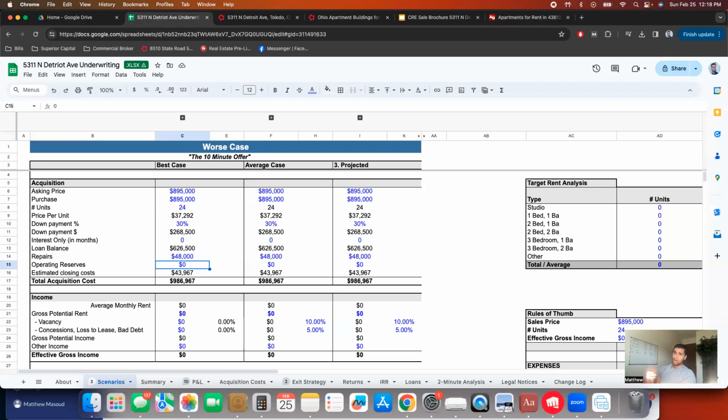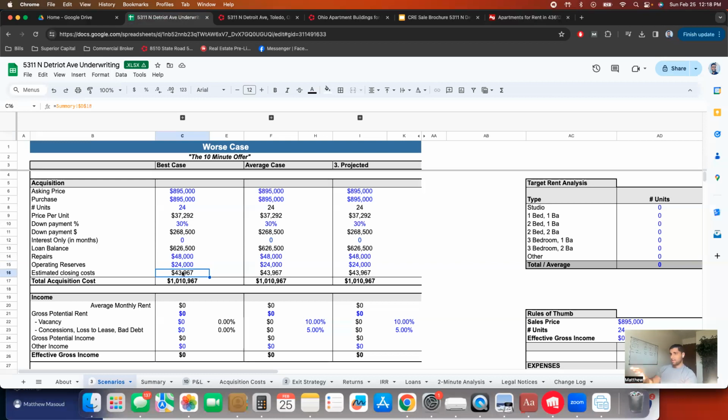Operating reserves, the rule of thumb we have at Superior Capital is $1,000 per unit for multifamily. So that would put us at $24,000 in reserves. This is just money we have in an account, just in case anything goes wrong or any unforeseen situations come up, we're ready to handle it and we're protecting the investment.